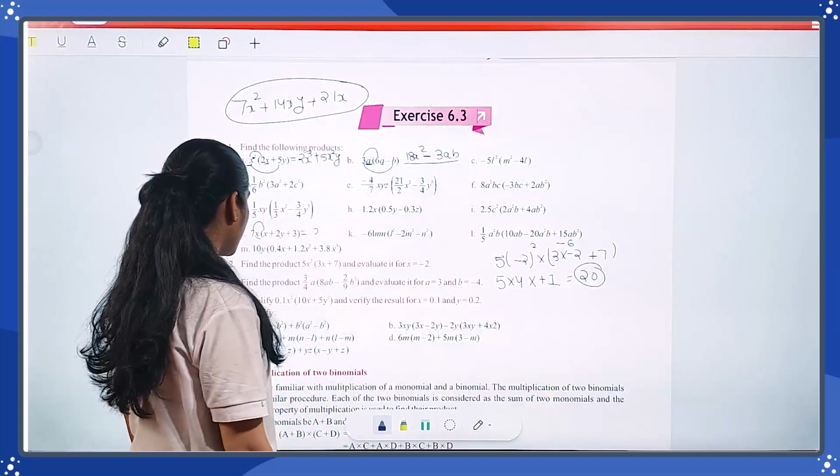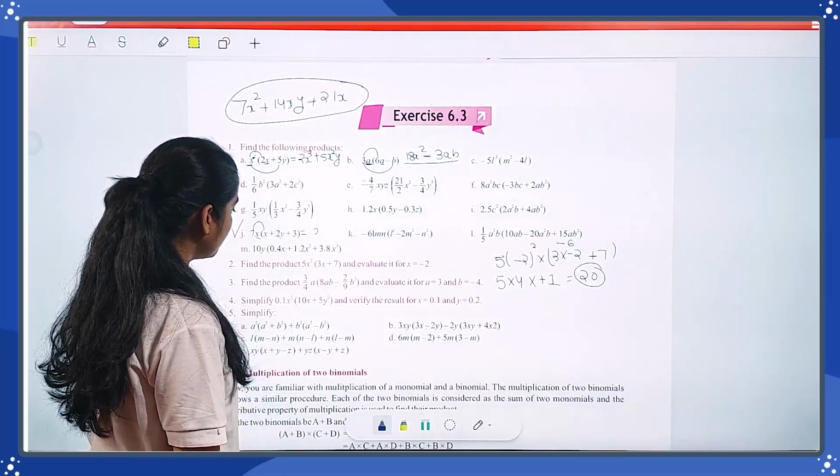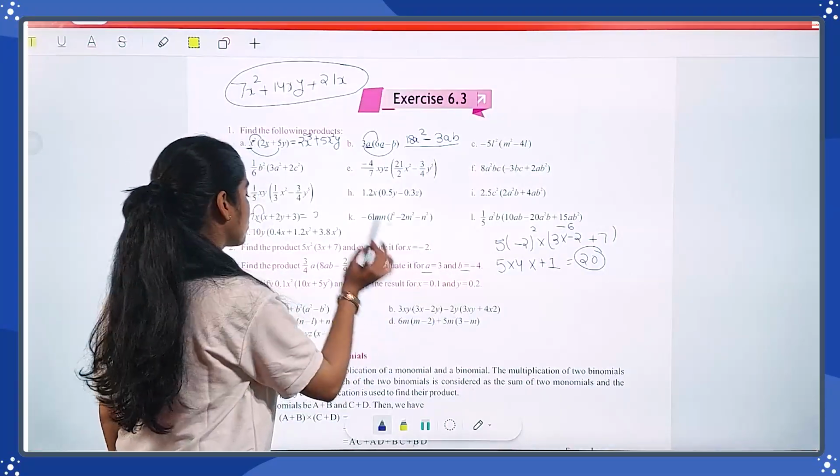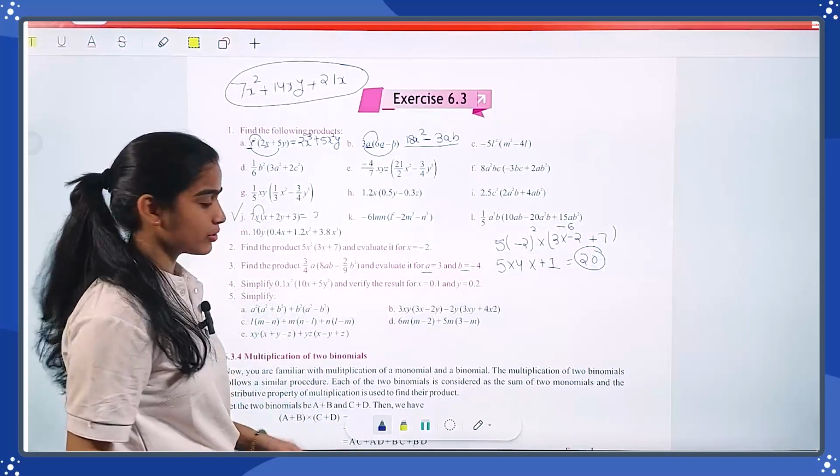Okay. Next we have find the product 3 by 4 A. So the same way you have A and B value, just put into this expression and calculate your answer.